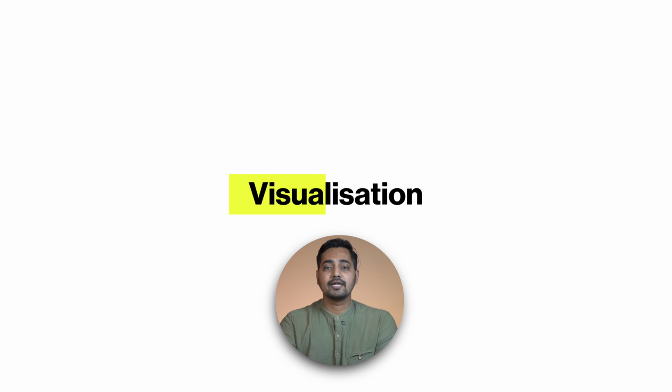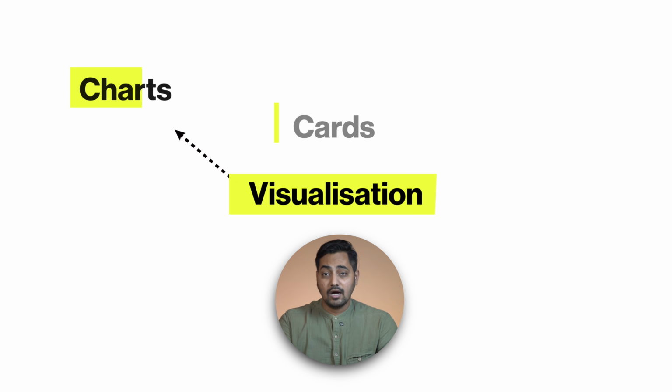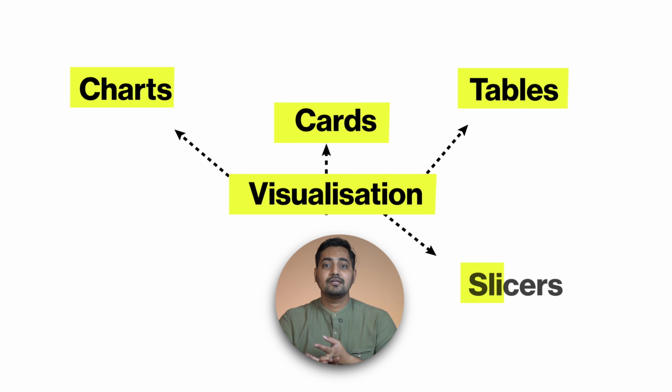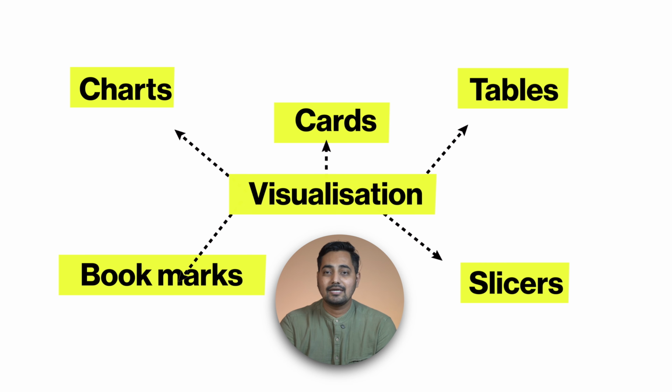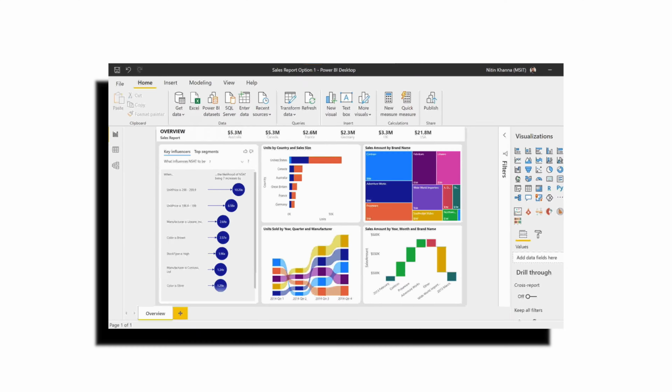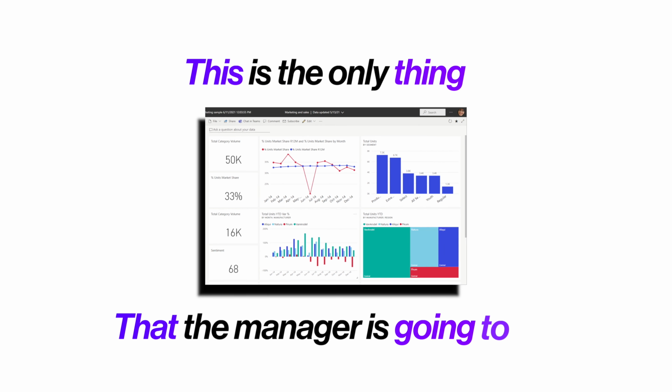Once you have all of your calculations, we move on to the fourth layer, which is visualizations. So now it's time to build the charts, the cards, the tables, slicers, and some bookmarks, maybe drill through some data, and many other cool stuff. So now we are building the report or the dashboard that is telling a story. This is the only thing that the manager is going to see. Everything else is behind the scenes.